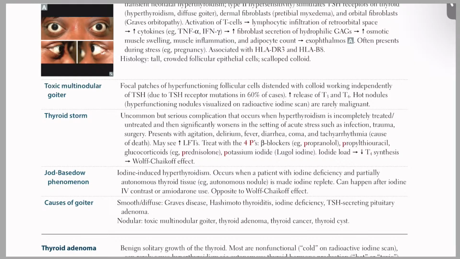Beta blockers, that is propranolol, propylthiouracil, glucocorticoid, that is prednisolone, potassium iodide, Lugol's iodine. Iodide load decreases T4 synthesis, the Wolff-Chaikoff effect.